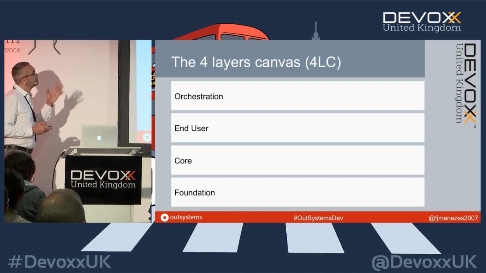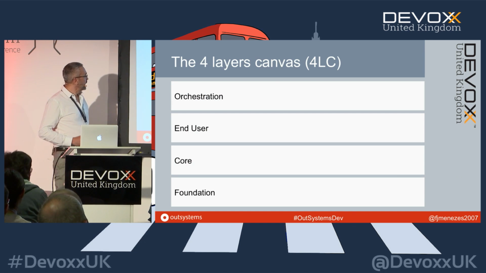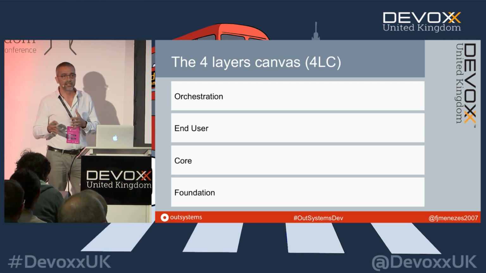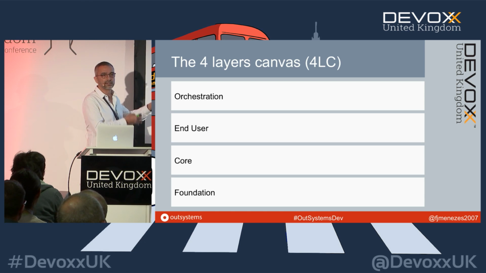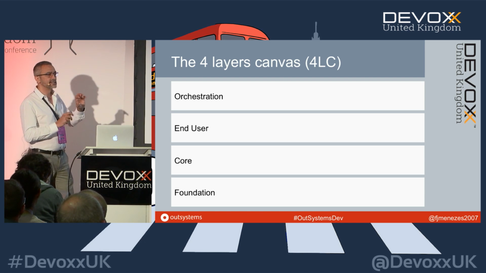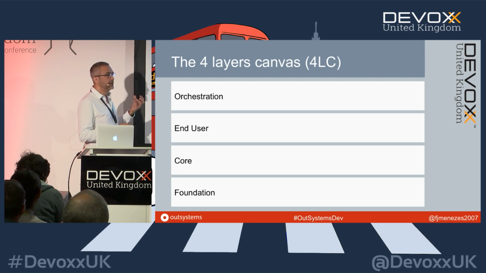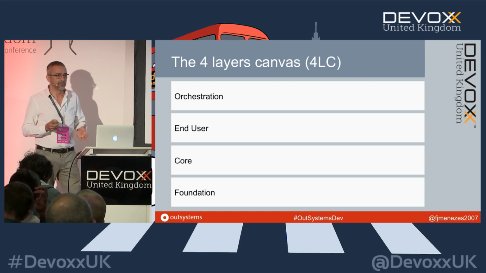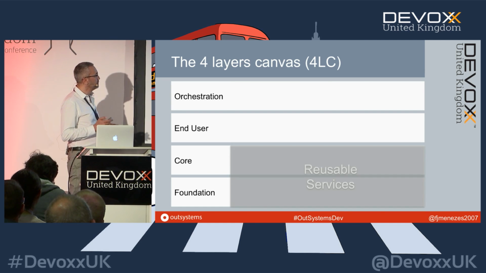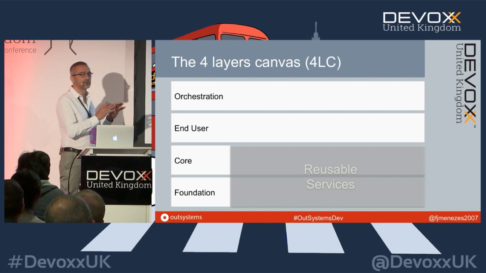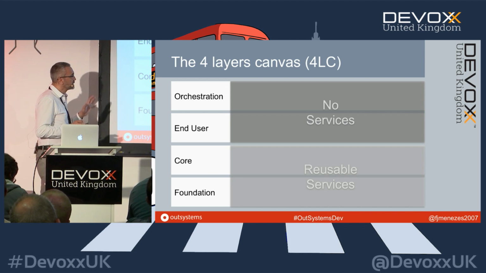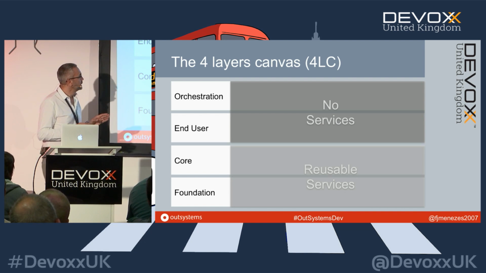So, amazingly enough, the 4-layer canvas has 4 layers, as you see. And although you see here 4 layers, it doesn't mean that an architecture is limited to 4 layers. You can have sub-layers inside each layer. But basically, bear with me, each layer represents a quality, a type of concept or artifact that you're building, right? I will explain each layer, but the main idea is that in the bottom 2 layers is where you're going to build all your reusable services. And in the top layers, you should not provide any service at all. And you will see why.